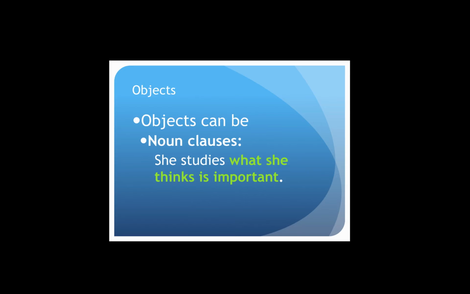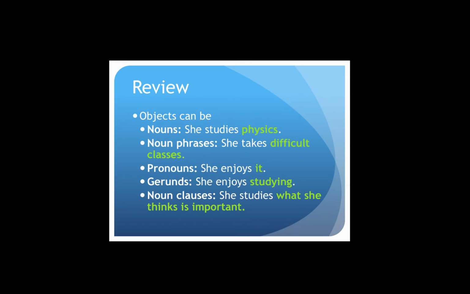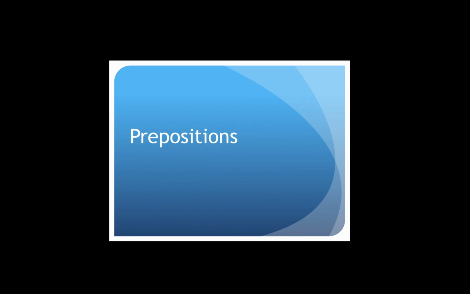Or it could even be a noun clause, so it's much like two subjects in that case. She studies what she thinks is important. So a quick review is that objects, like subjects, can be nouns, noun phrases, pronouns, gerunds, and noun clauses.